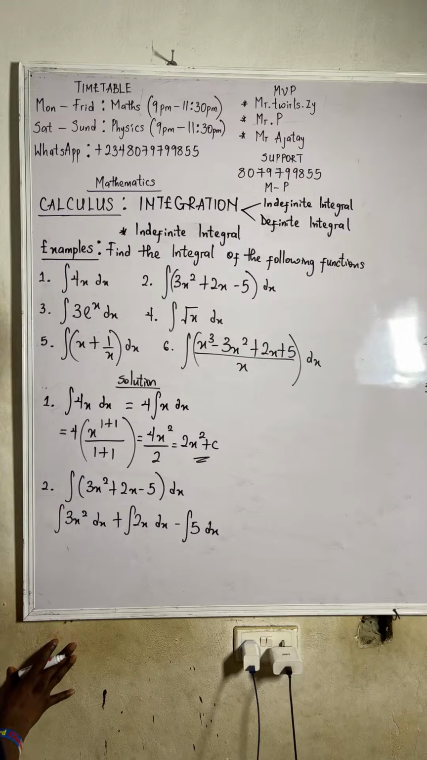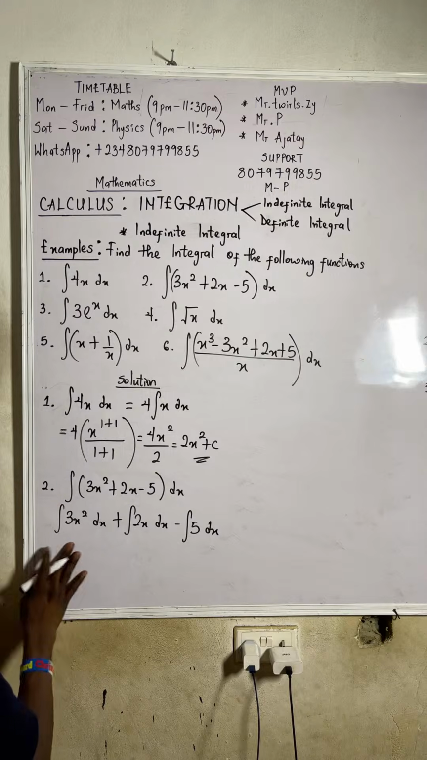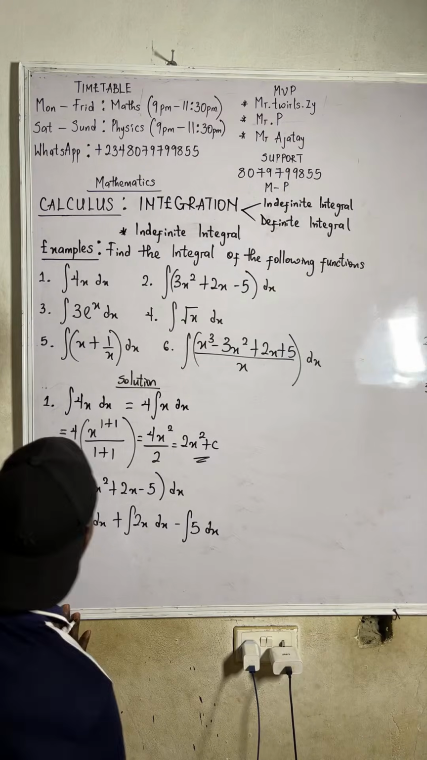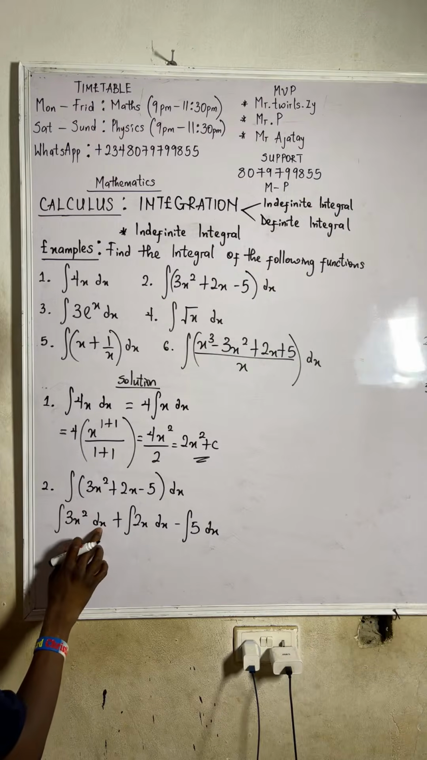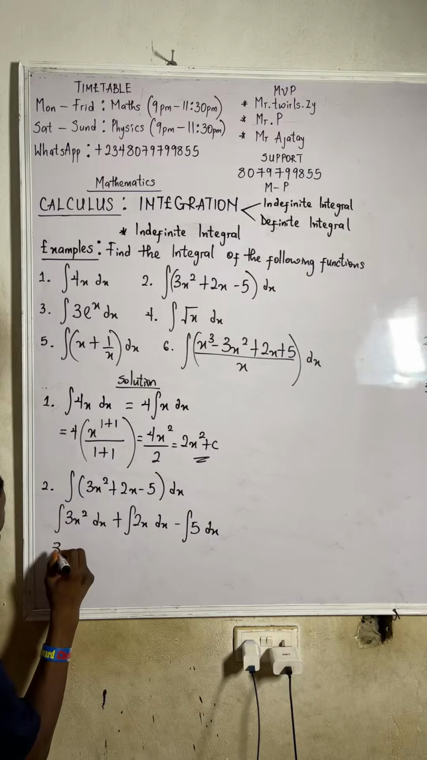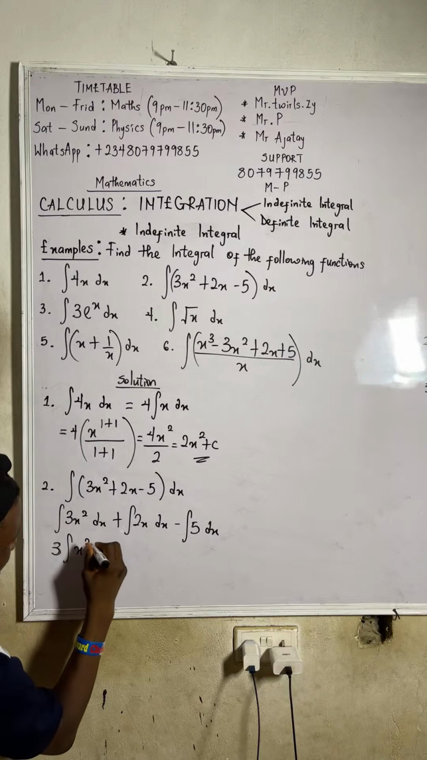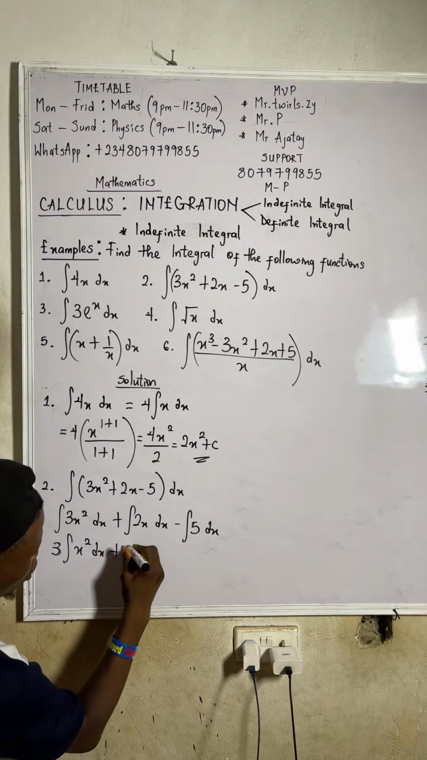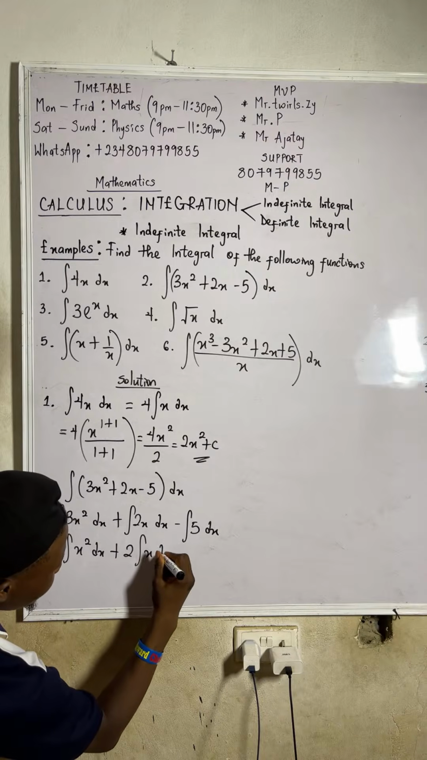I want you to follow. Okay, write down. Integration is simple. So now, the dx means I'm integrating with respect to x. It means 3 will come outside, and I'll be left with x squared dx. It means 2 will come outside, and I'll be left with x dx.